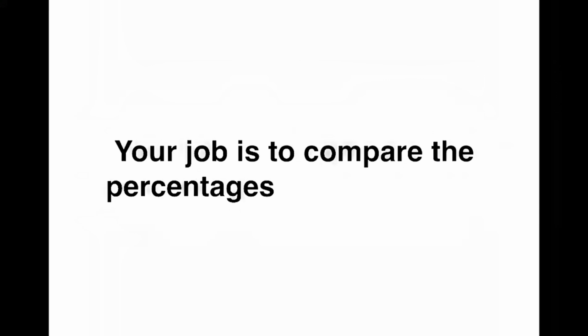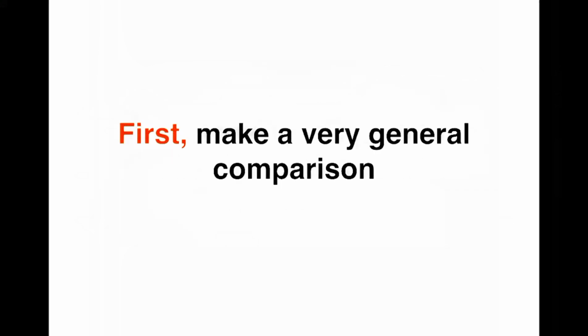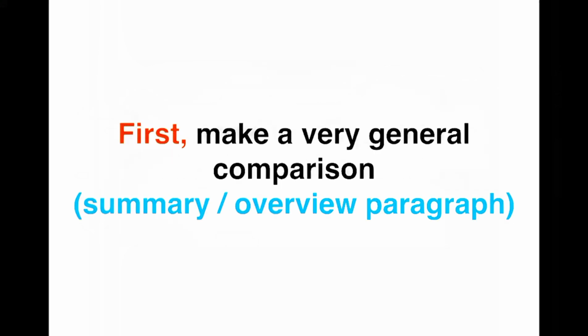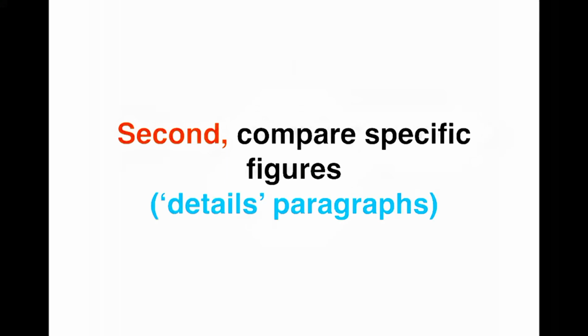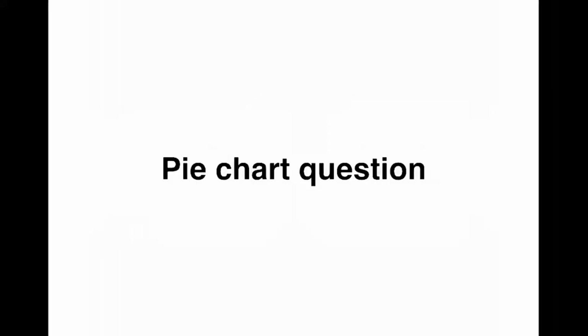So your job is to compare the percentages. That's the main thing. But you can also compare numbers if numbers are shown. Once you've written your introduction, you're going to do 2 types of comparison. First, make a very general comparison in your summary or overview paragraph, that's paragraph 2. And second, compare specific figures, specific percentages or numbers or both, and that's for your details paragraphs, paragraphs 3 and 4. Now let's look at our full pie chart question for today.